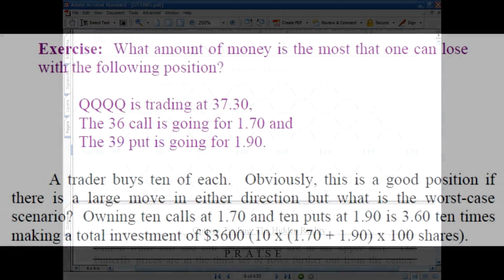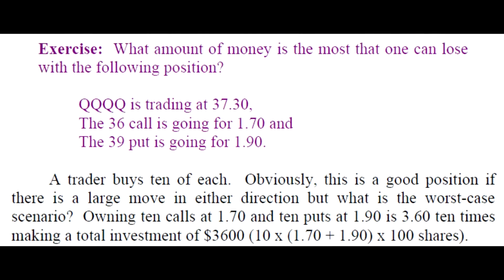Here's another one. This is from the preface, asks a question in this purple, and it says, what amount of money is the most amount of money that one can lose? Put up your answer. The Qs are trading at 37.30. The 36 call is going for 170, and the 39 put is going for 190. You are buying 10 of each. You're going to own the 36 call and the 39 put.